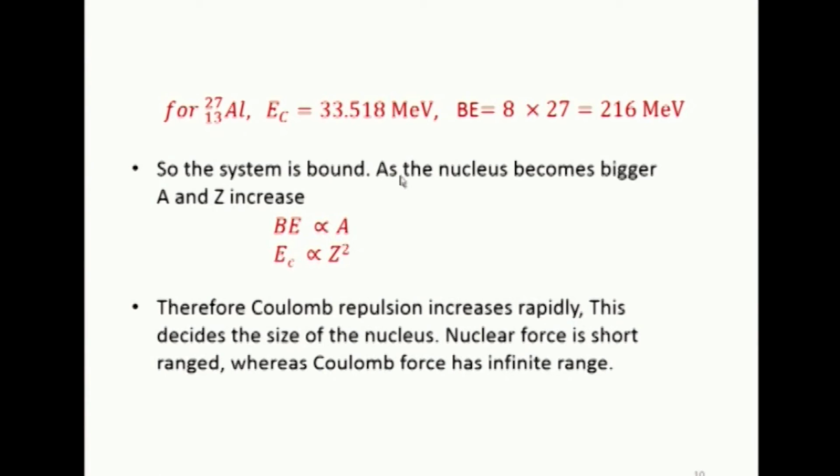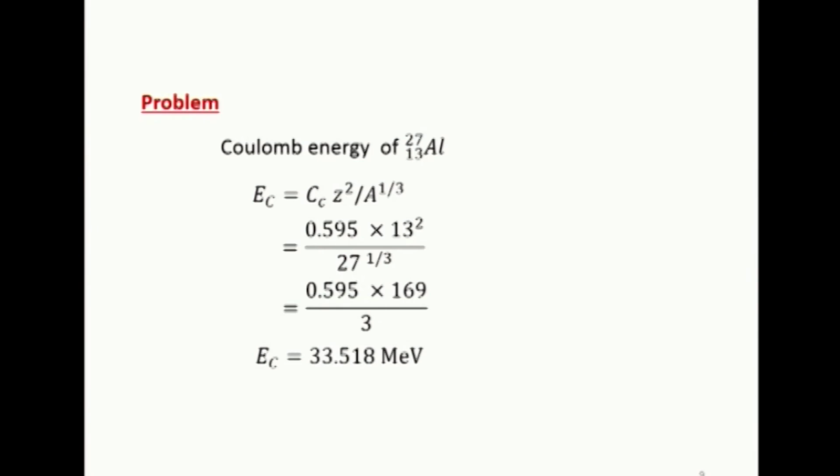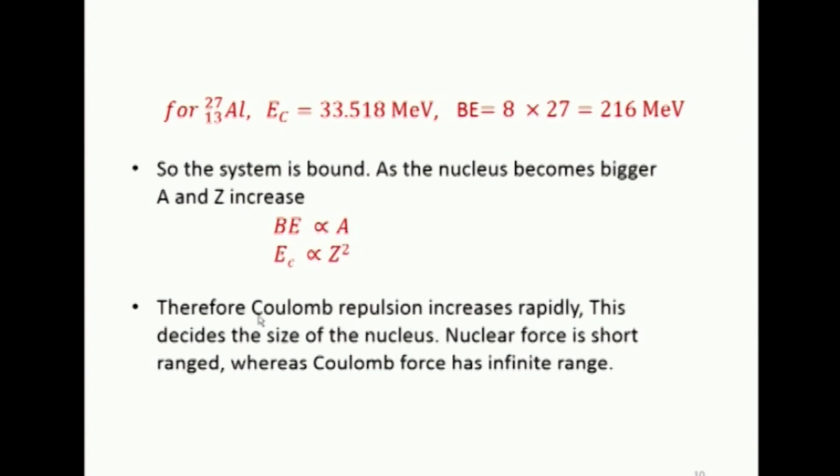As the nucleus becomes bigger and bigger, A and Z increase. Binding energy is proportional to A. Coulomb energy is proportional to Z squared, as we already discussed. Therefore, the Coulomb repulsion increases rapidly.